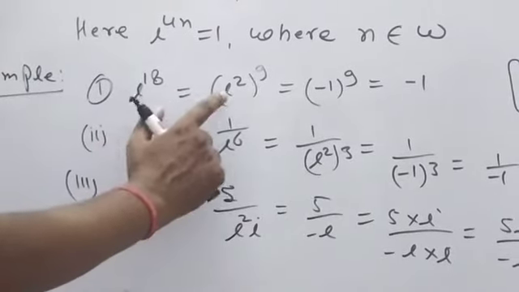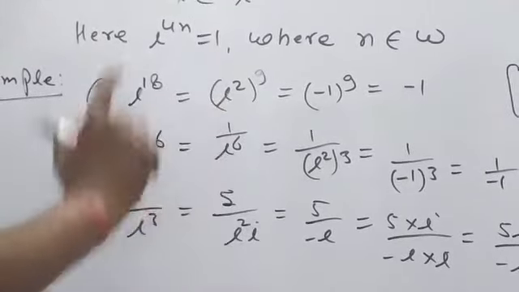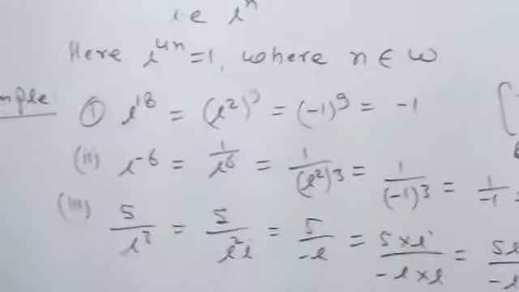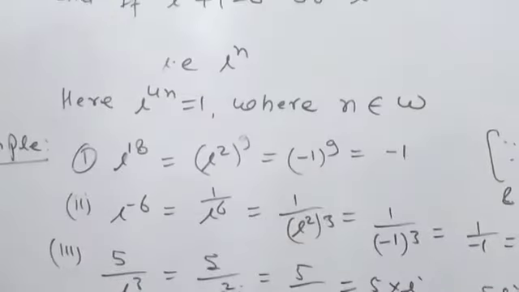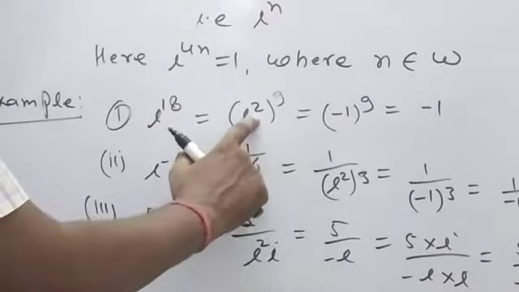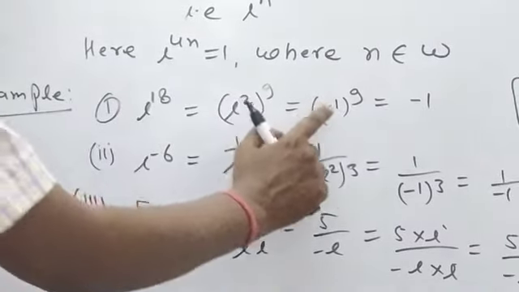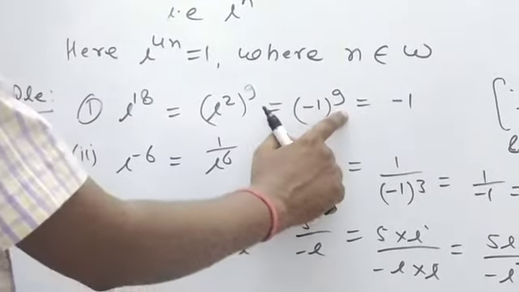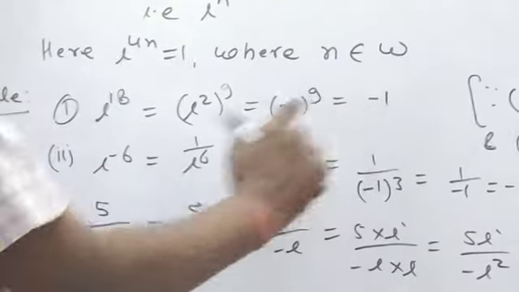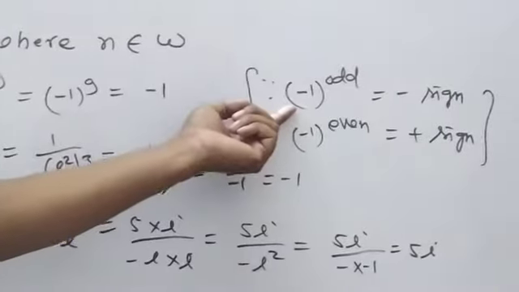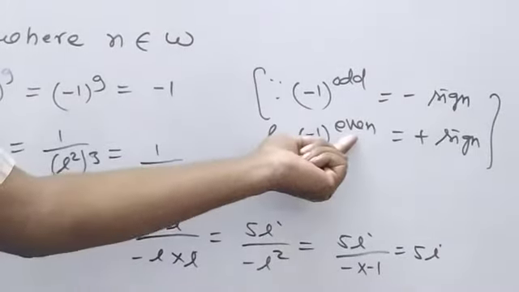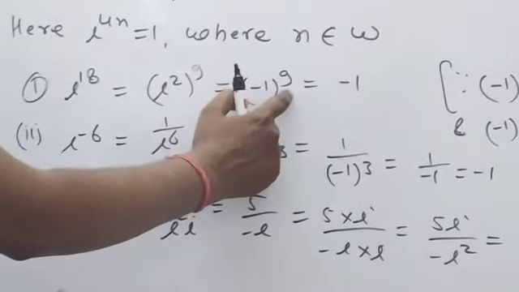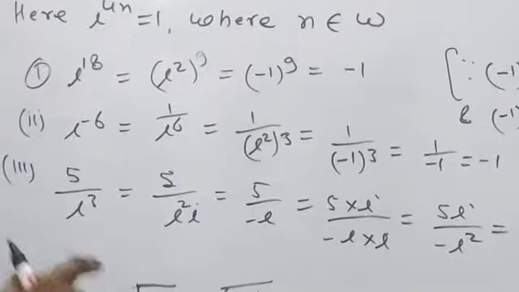Then example number 1, i power 18. This i power 18 we can write (i square) power 9. You know that i square is equal to minus 1. Therefore, in the place of i square, we can write minus 1. Then (minus 1) power 9 is equal to minus 1. Why? Because minus power odd number is equal to minus sign and minus power even number is equal to plus sign. Therefore, i power 18 is equal to minus 1. Clear?